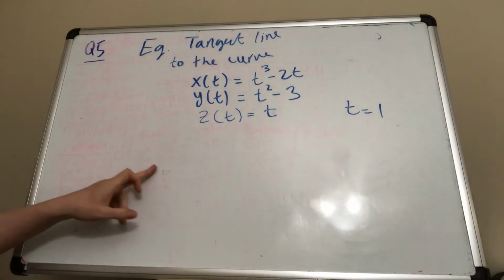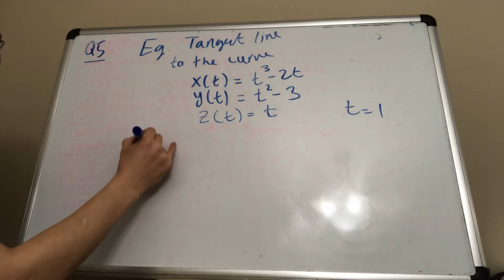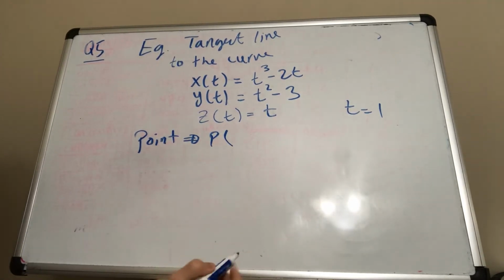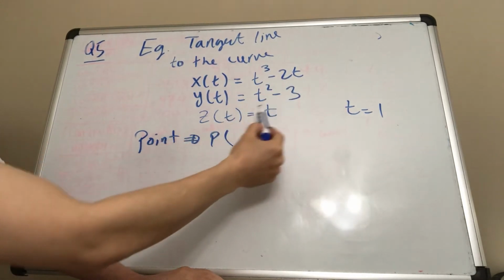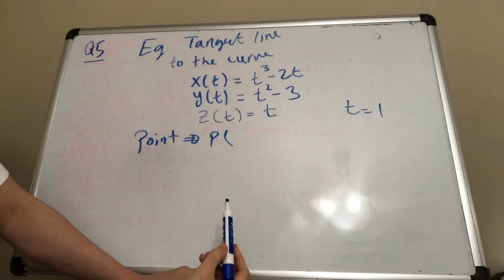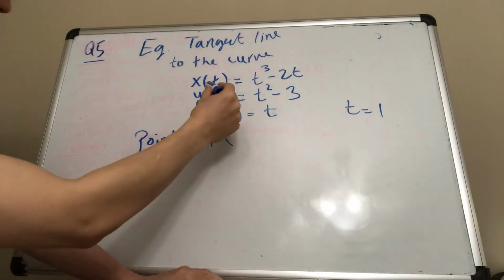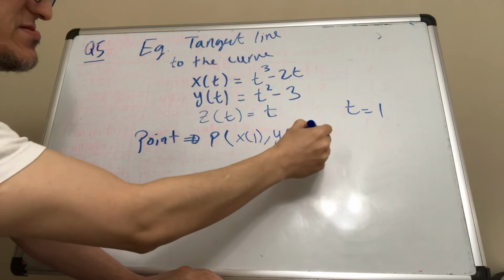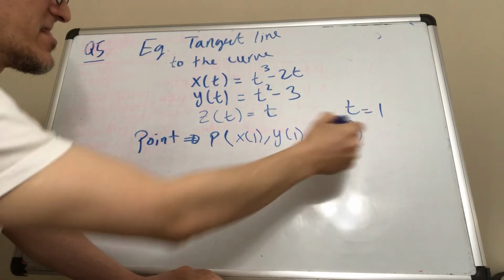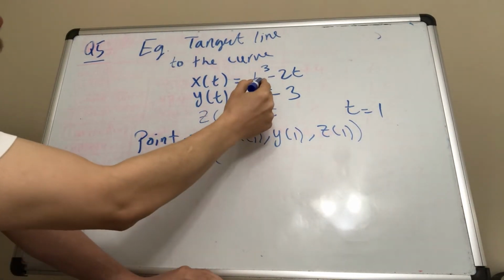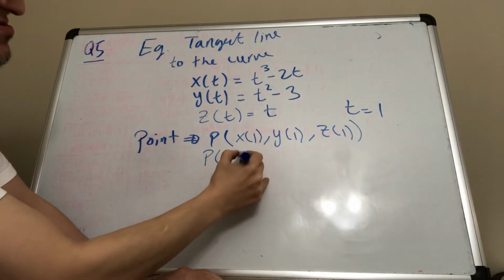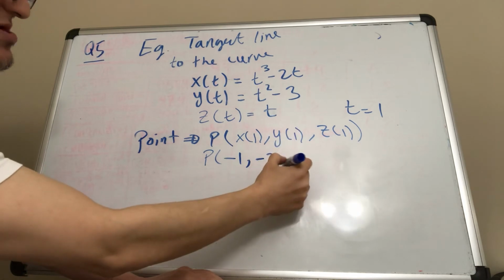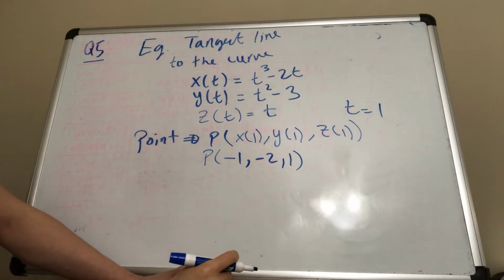So basically what you need to do is get a point first. You can call it P. And you plug 1 into all of them, to get the x, the y, and the z. So your point is, you plug 1 here would be 1 minus 2, minus 1, 1 minus 3, minus 2, and 1. So that's your point.